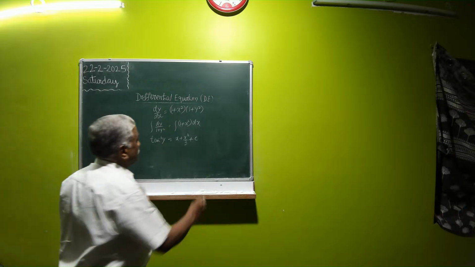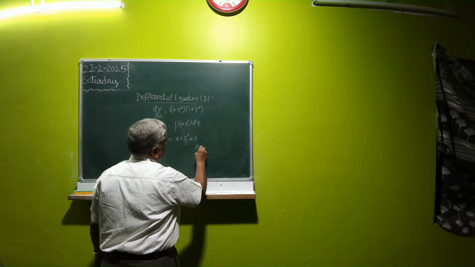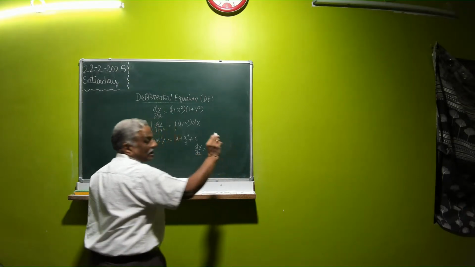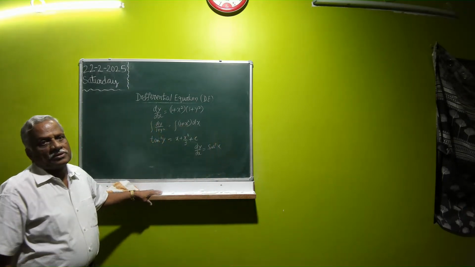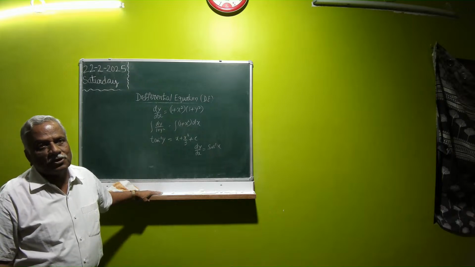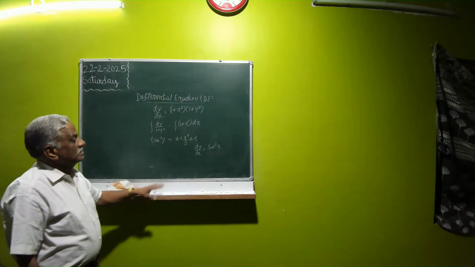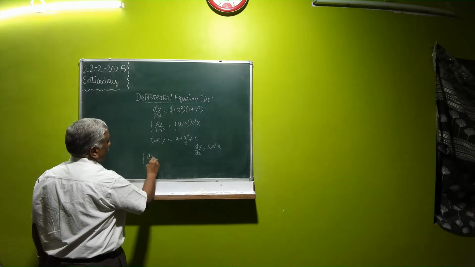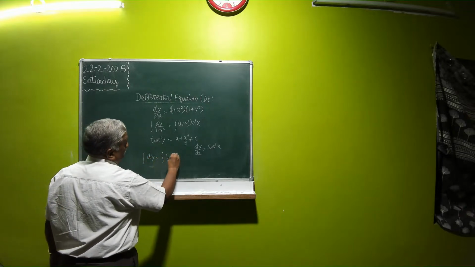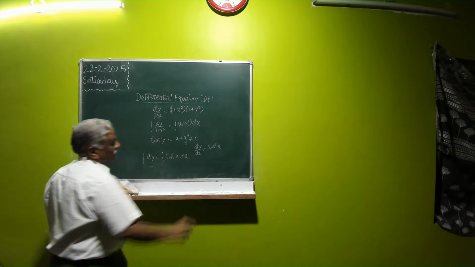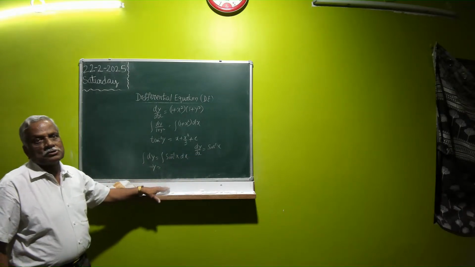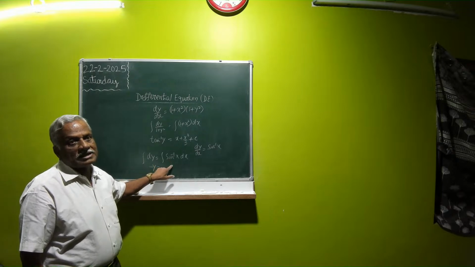In one of the years they gave the problem dy by dx equal to sine inverse x. I'm just taking this example to let you know what difficulty there is if you are not good in integration. So you can write integration of dy is equal to integration of sine inverse x dx. This is very easy. But you should recall you have to use integration by parts.